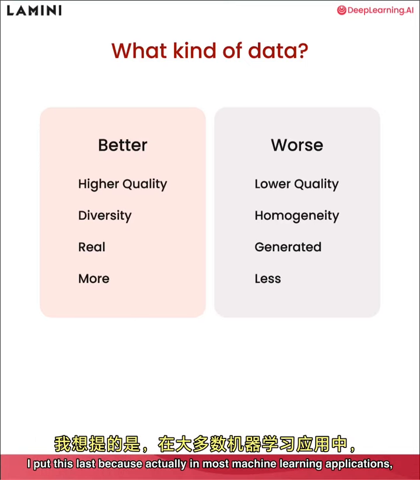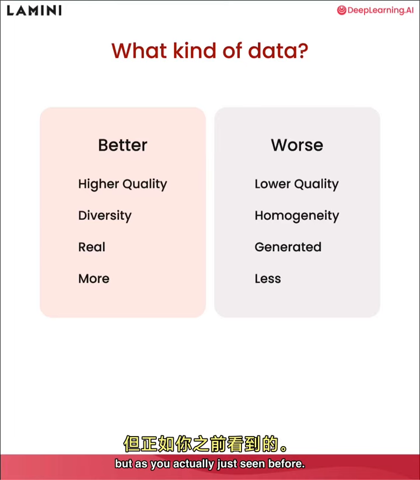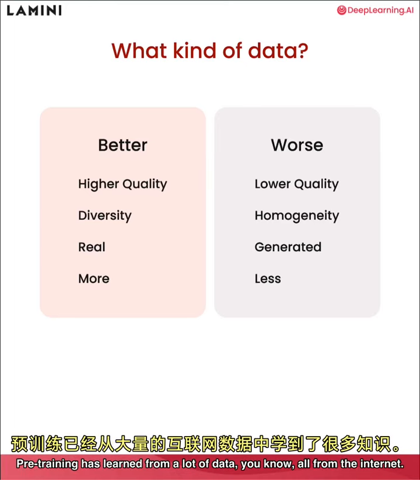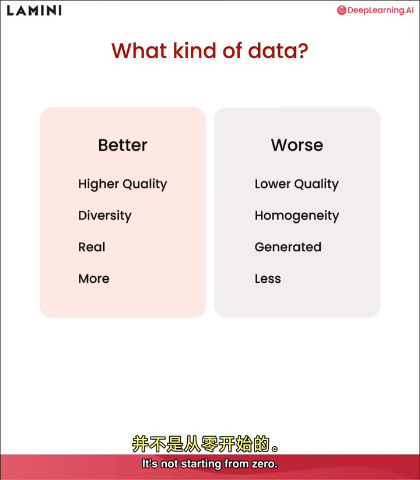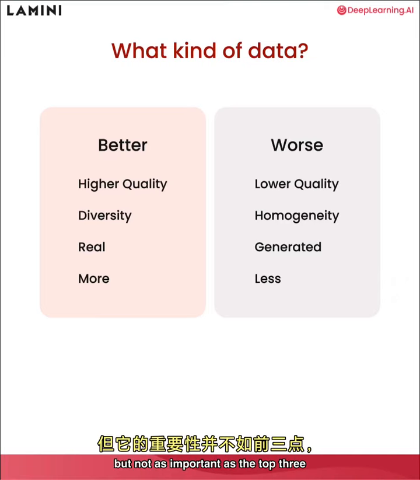And finally, I put this last because actually in most machine learning applications, having way more data is important than less data. But as you actually just saw before, pre-training handles a lot of this problem. Pre-training has learned from a lot of data, all from the internet. And so it already has a good base understanding. It's not starting from zero. And so having more data is helpful for the model, but not as important as the top three, and definitely not as important as quality.